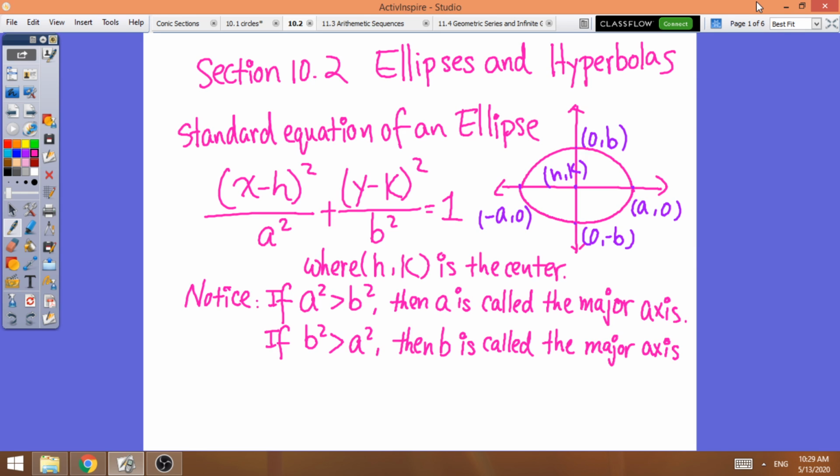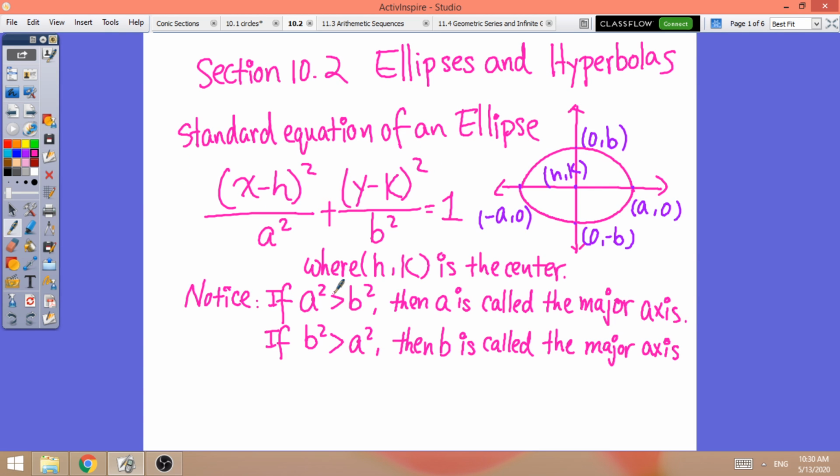Especially for this section, it's all about ellipses and hyperbola. So the standard form of the equation of an ellipse is quite similar to the equation of a circle. But this one we do have elements in the denominator, which are a squared and b squared. And h and k is always the center. The reason that's 1 is it shows the unit. So that's just the identity for the equation of an ellipse.